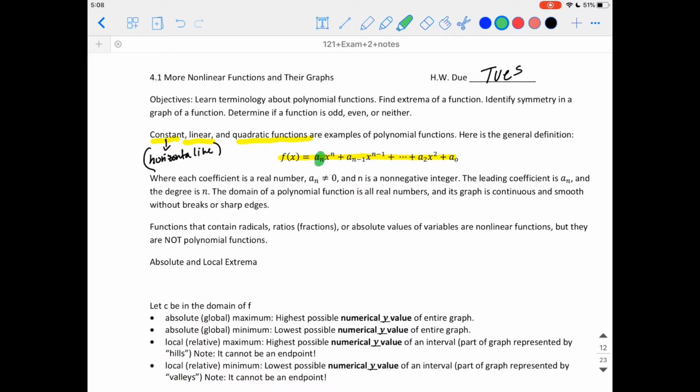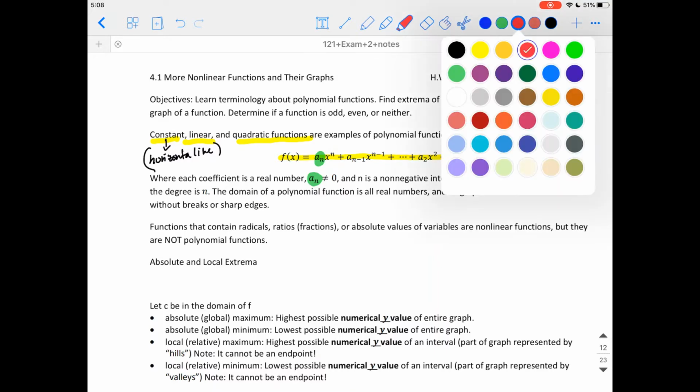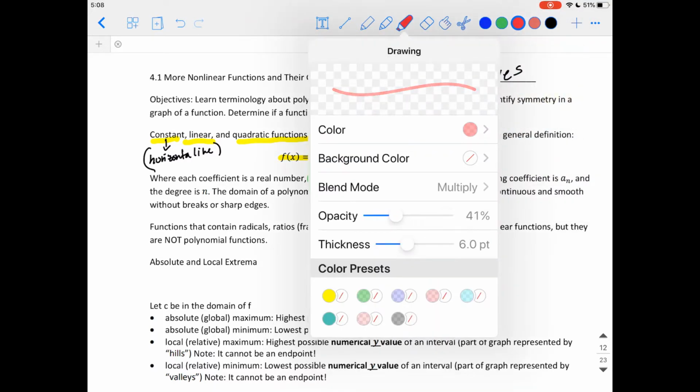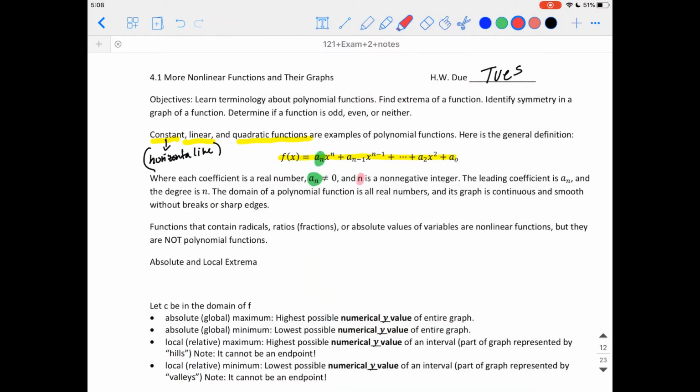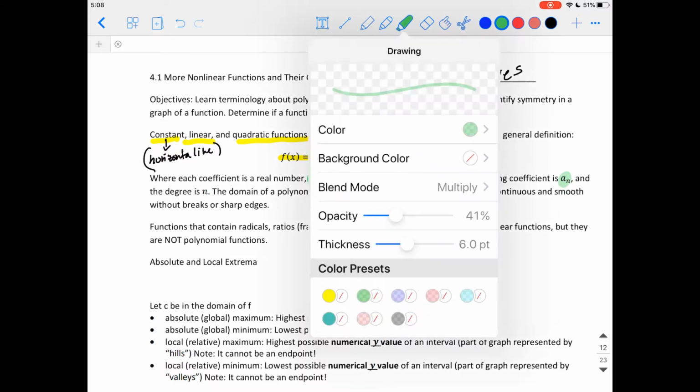So a sub n is the leading coefficient. It's the number in front of the variable with the highest power, and it can't be 0. And n is a non-negative integer. So the n that they're talking about, hang tight, this n is the highest power of the variable. So let me highlight. The leading coefficient is a sub n again, and the degree is n.